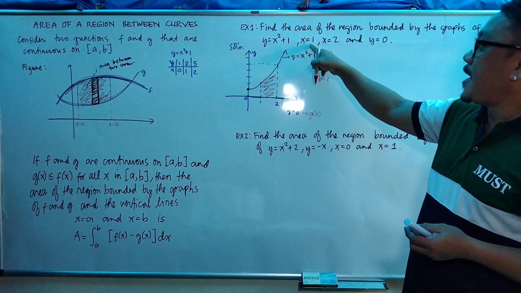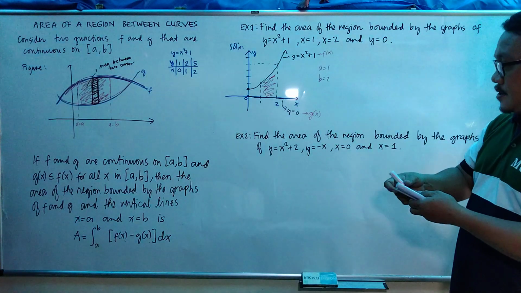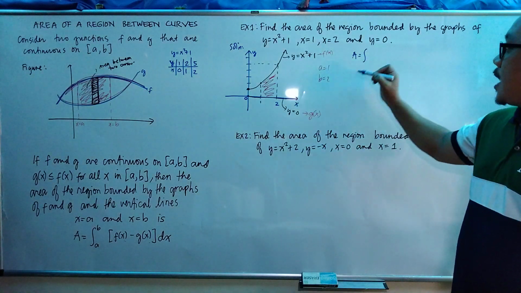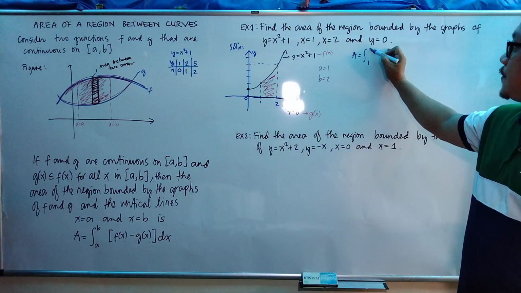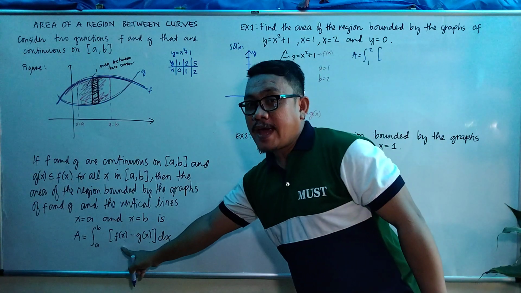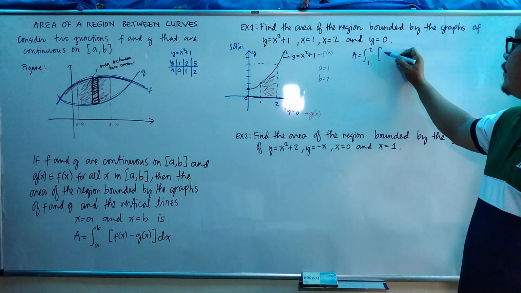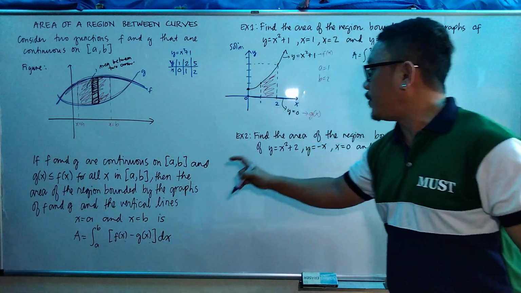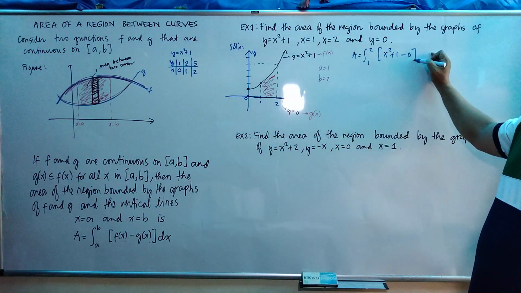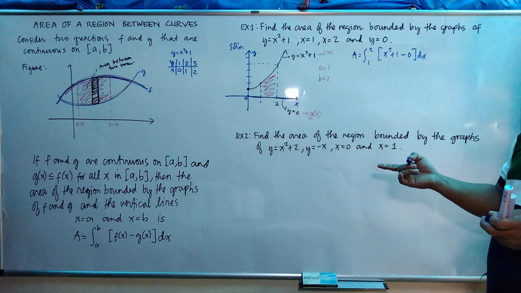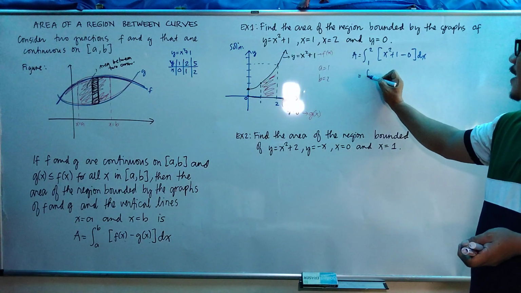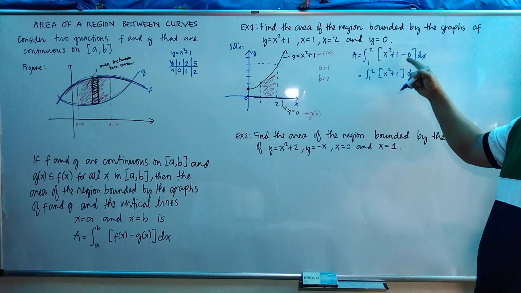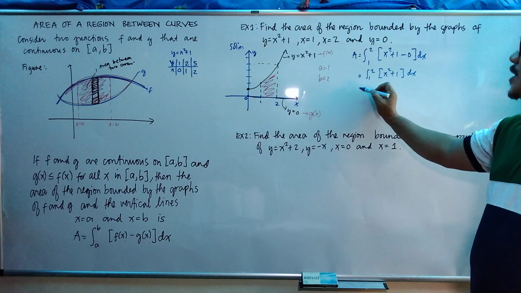Using the formula, the area is equal to the integral from a is 1 to b is 2 of f of x minus g of x dx. Our f of x is x squared plus 1, minus our g of x, which is 0, dx. Simplify further: you just copy x squared plus 1 dx, minus 0. Then, at this point, integrate.